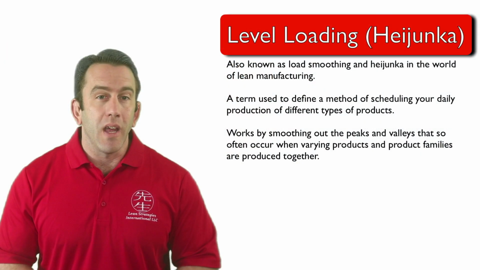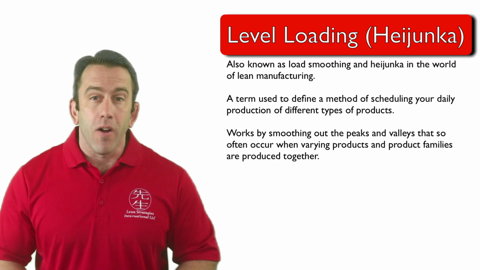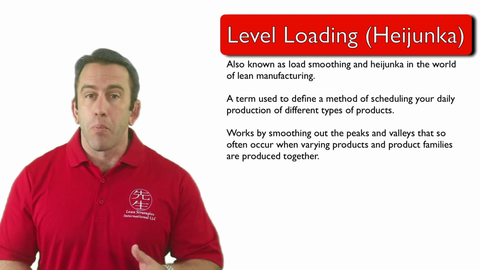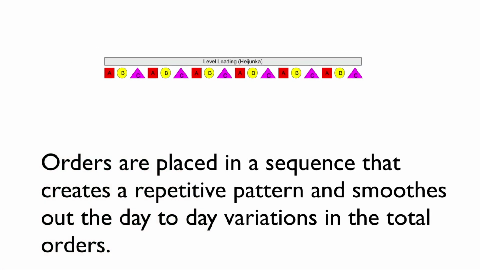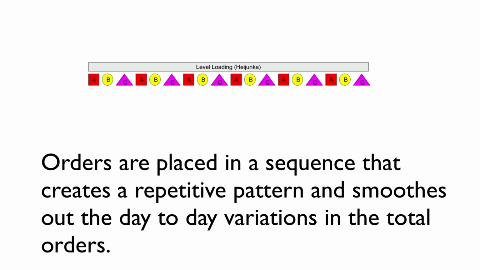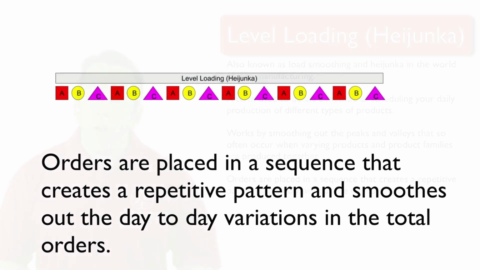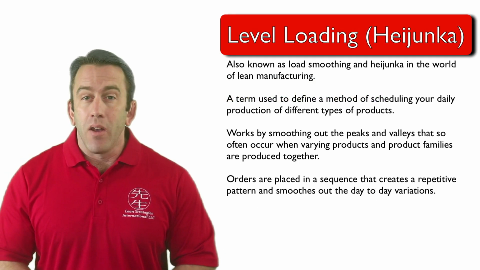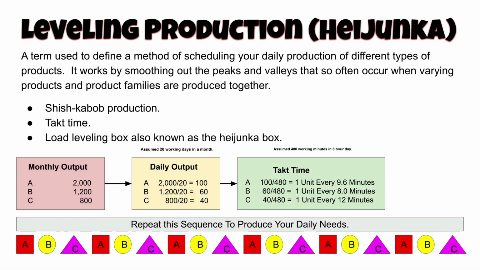It works by smoothing out the peaks and valleys that so often occur when varying products and product families are produced together. Essentially, your orders are placed in a sequence that creates a repetitive pattern and smooths out the day-to-day variations in the total orders. This helps to smooth out the demand over a longer period of time as well. In the example shown here, you can see how the monthly output is converted to the daily output, and then a leveled production schedule is created.